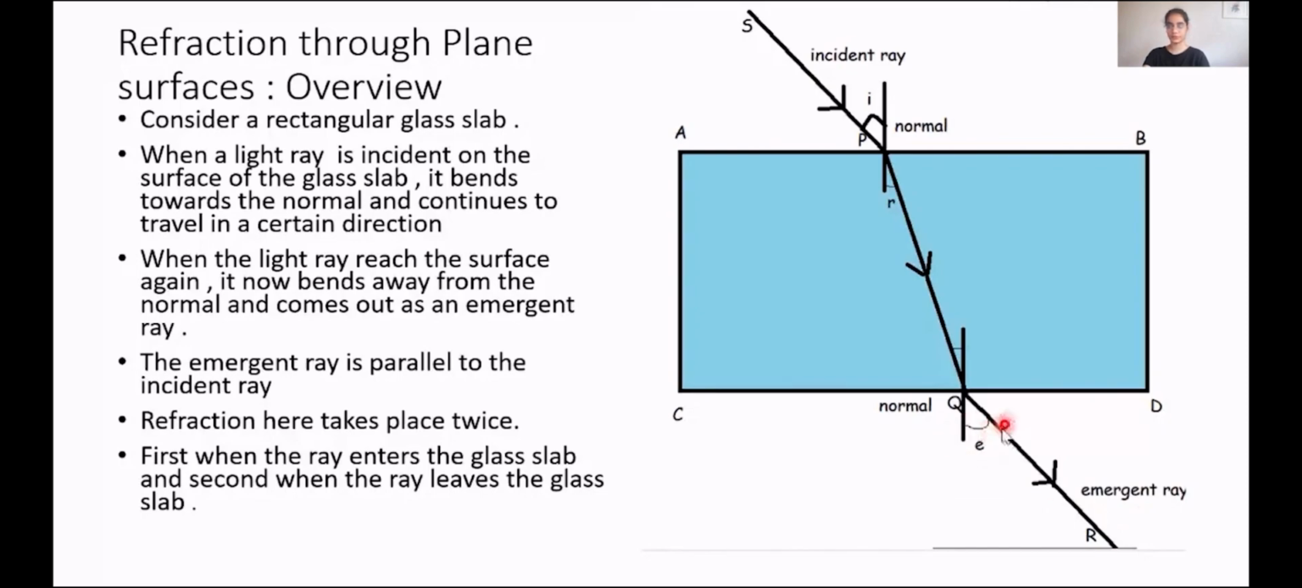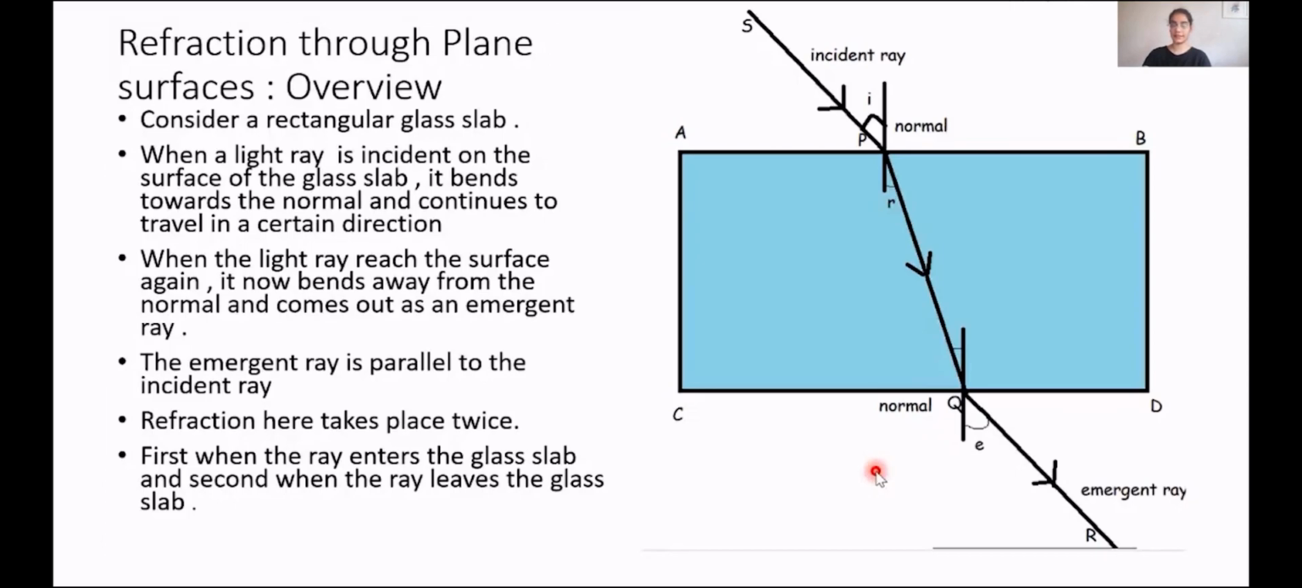So this is the normal and this is the emergent ray, and E is the angle that the emergent ray makes with the normal. One thing you will notice is that this incident ray and this emergent ray are parallel to each other. So the light ray was traveling in a certain direction. It underwent refraction, and after refraction the ray emerged from the glass slab and it started to travel in the same direction. If you take this ray and place it here, you will see that this incident ray and this emergent ray, both of them will be parallel to each other. So refraction here is taking place twice.